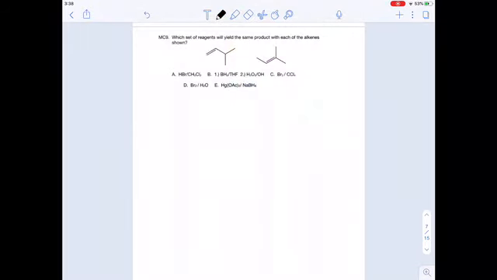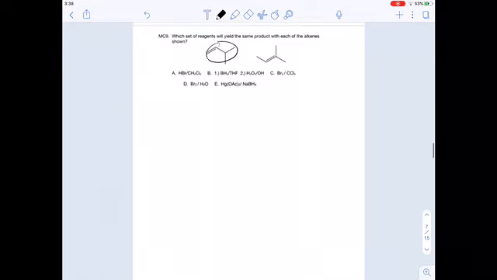Okay. So for multiple choice 9, the question asks, which set of reagents will yield the same product with each of the alkenes shown? So they're asking which reagents, A, B, C, D, or E, can react with both of these alkenes and give you the same product. So the first thing you want to do is make sure you know how all of these reagents function. I think the only mech I haven't given you guys was the HBr over CH2Cl2 mech. So I'll give you in words what this does first.